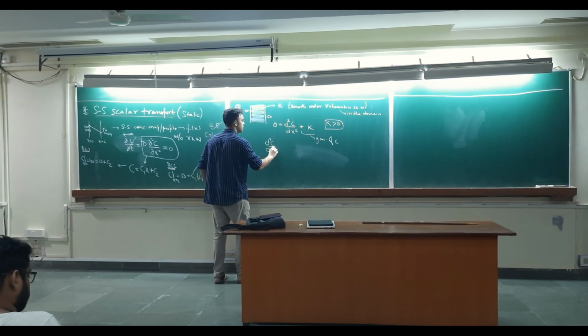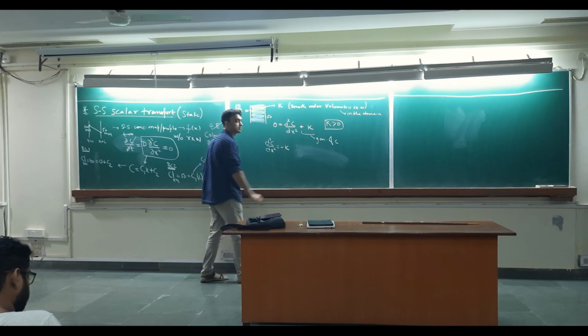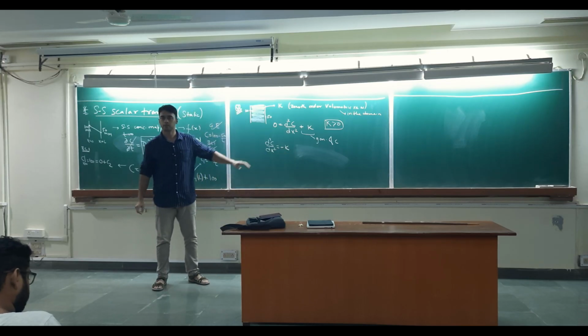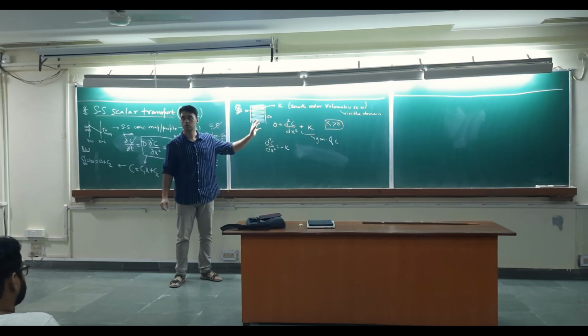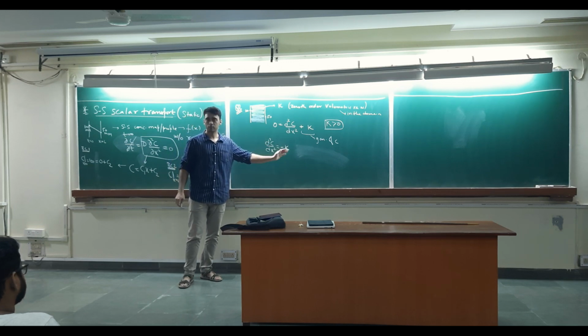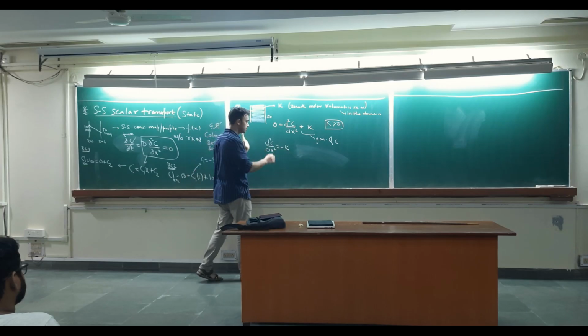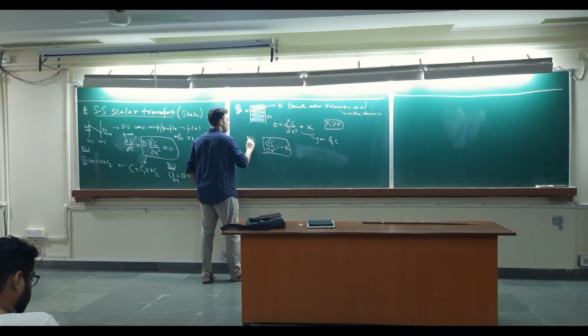d square C by dx square is equal to minus K, where K is some positive number, taken on the other side. Before we solve, can you tell me how the profile will look? Will it look linear? It will not look linear. Why? Because there is finite curvature in the profile. As long as this is non-zero, there will be some non-linearity. So immediately you know that a non-linear profile will set up.